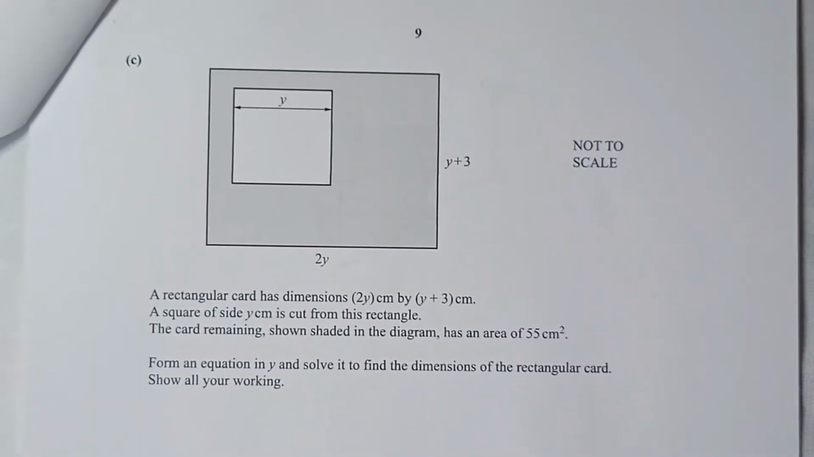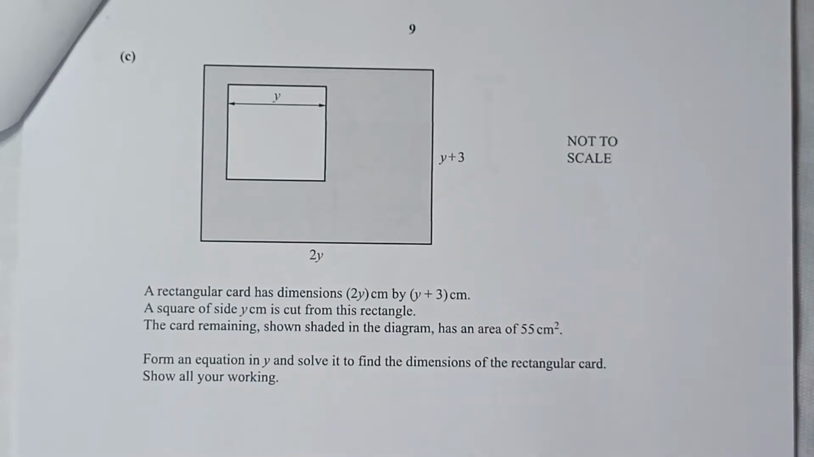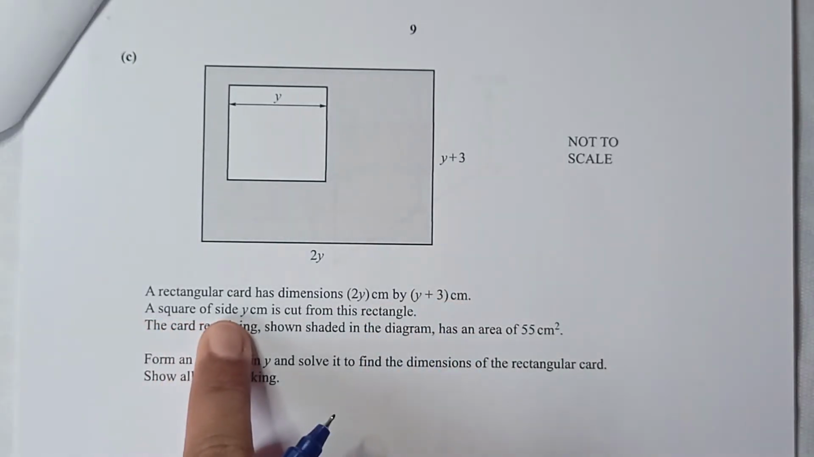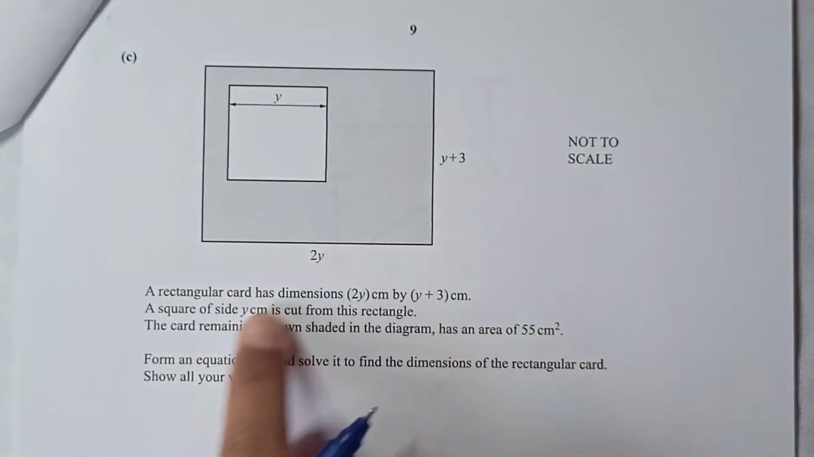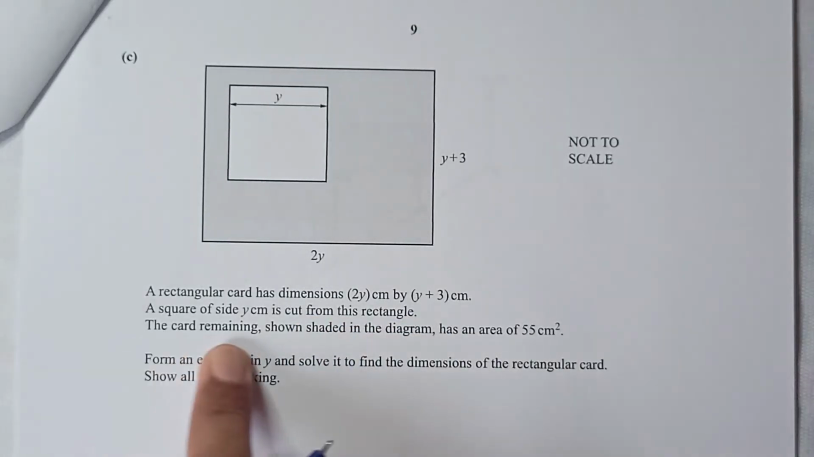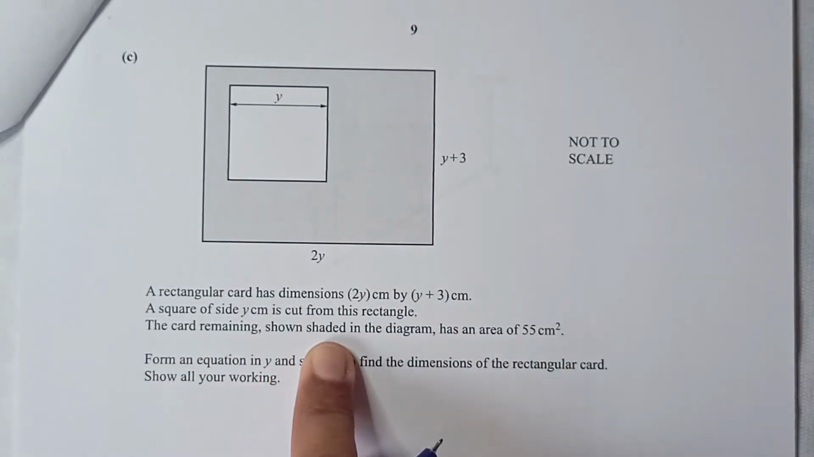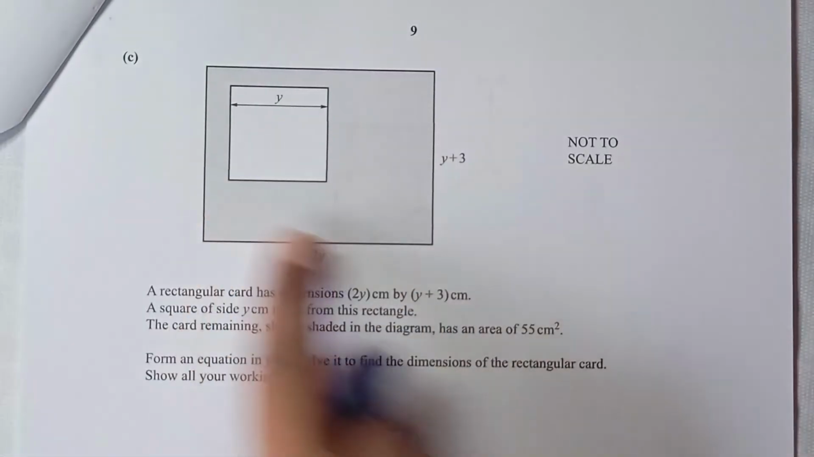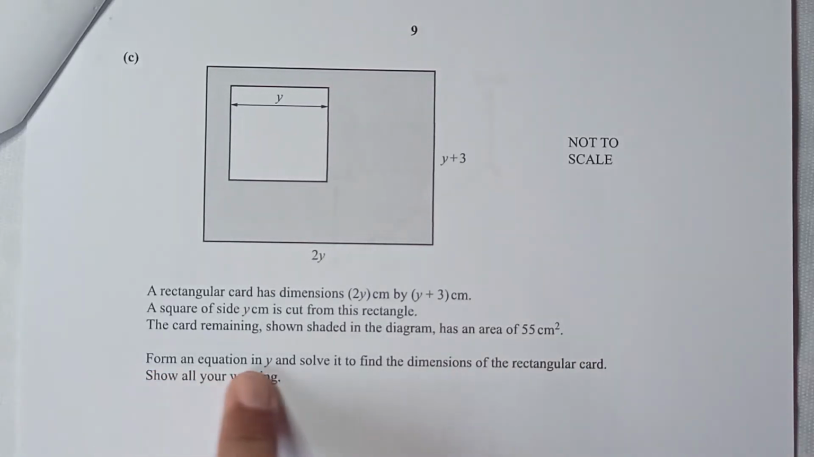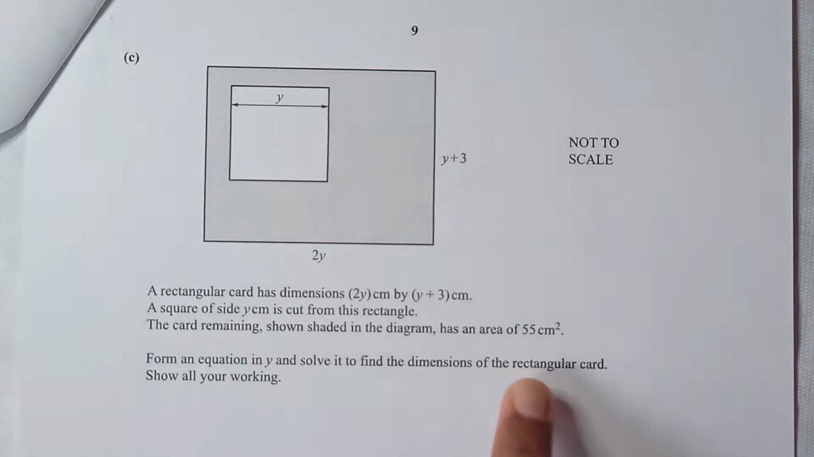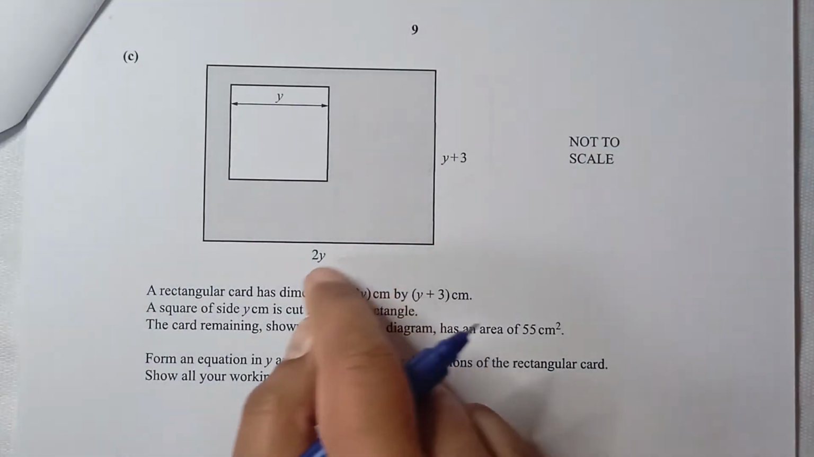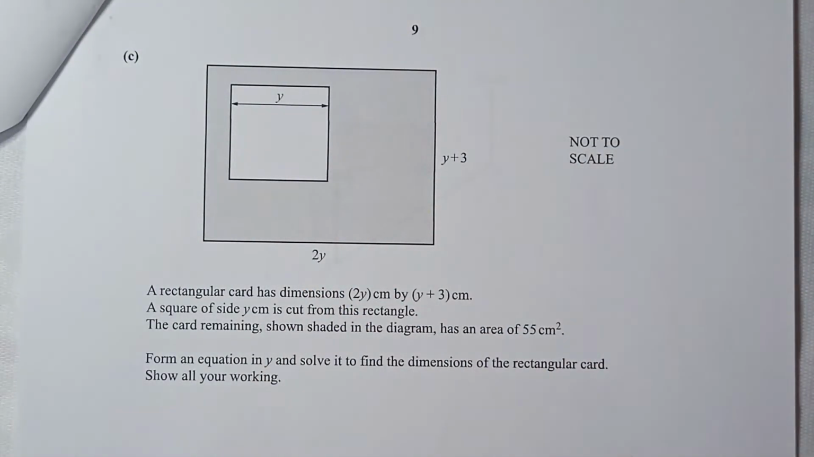Now for the C part of question number 5, a rectangular card has a dimension of 2y by y plus 3. A square of side y, all the sides are y, is cut from this rectangle. The card remaining, shown shaded in the diagram, has an area of 55 centimeter square. So this shaded area would be 55, right? Form an equation in y and solve it to find the dimension of the rectangular card. Show your working. So these are the dimensions of the rectangular card, 2y and y plus 3. So basically we need to find the y value and then substitute it to get the dimensions.